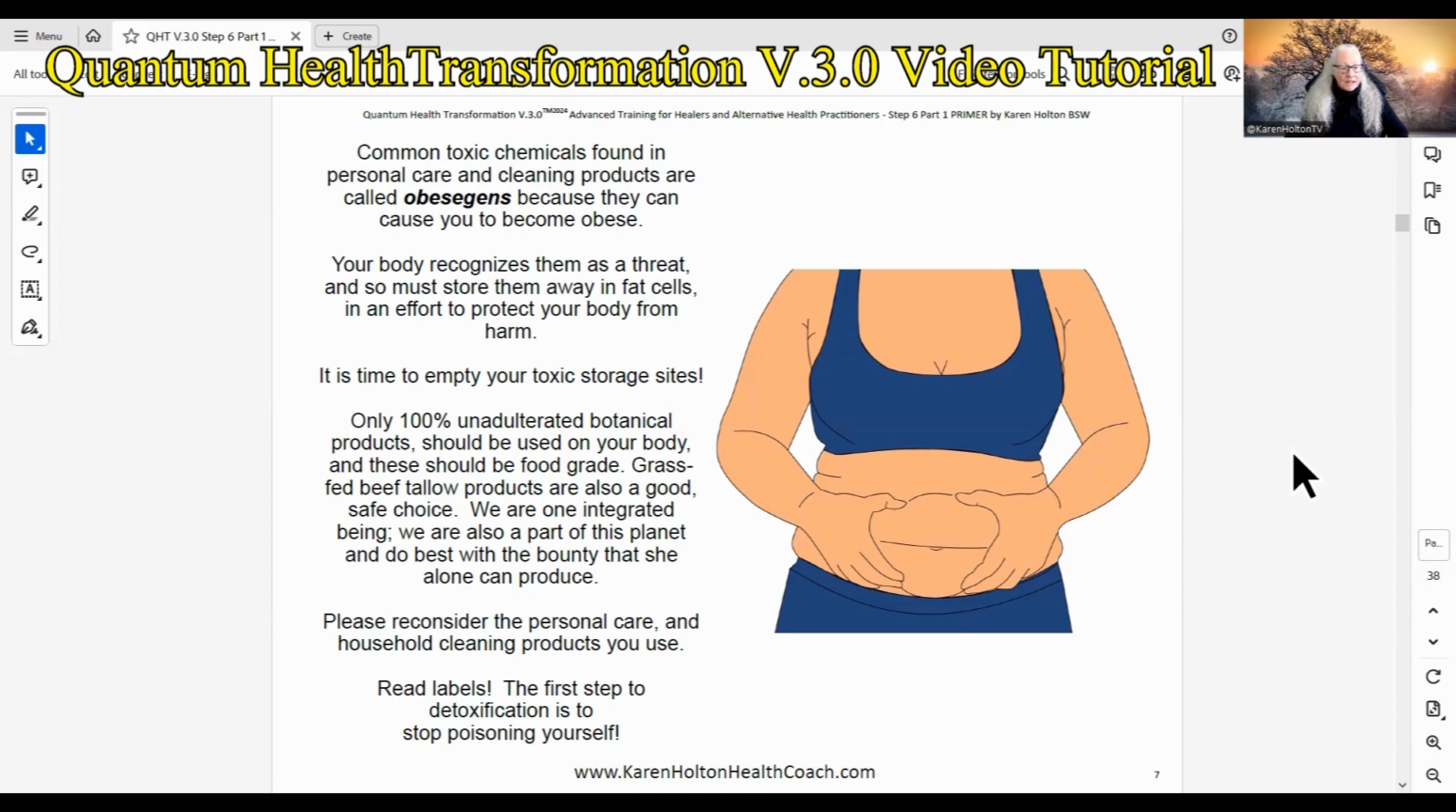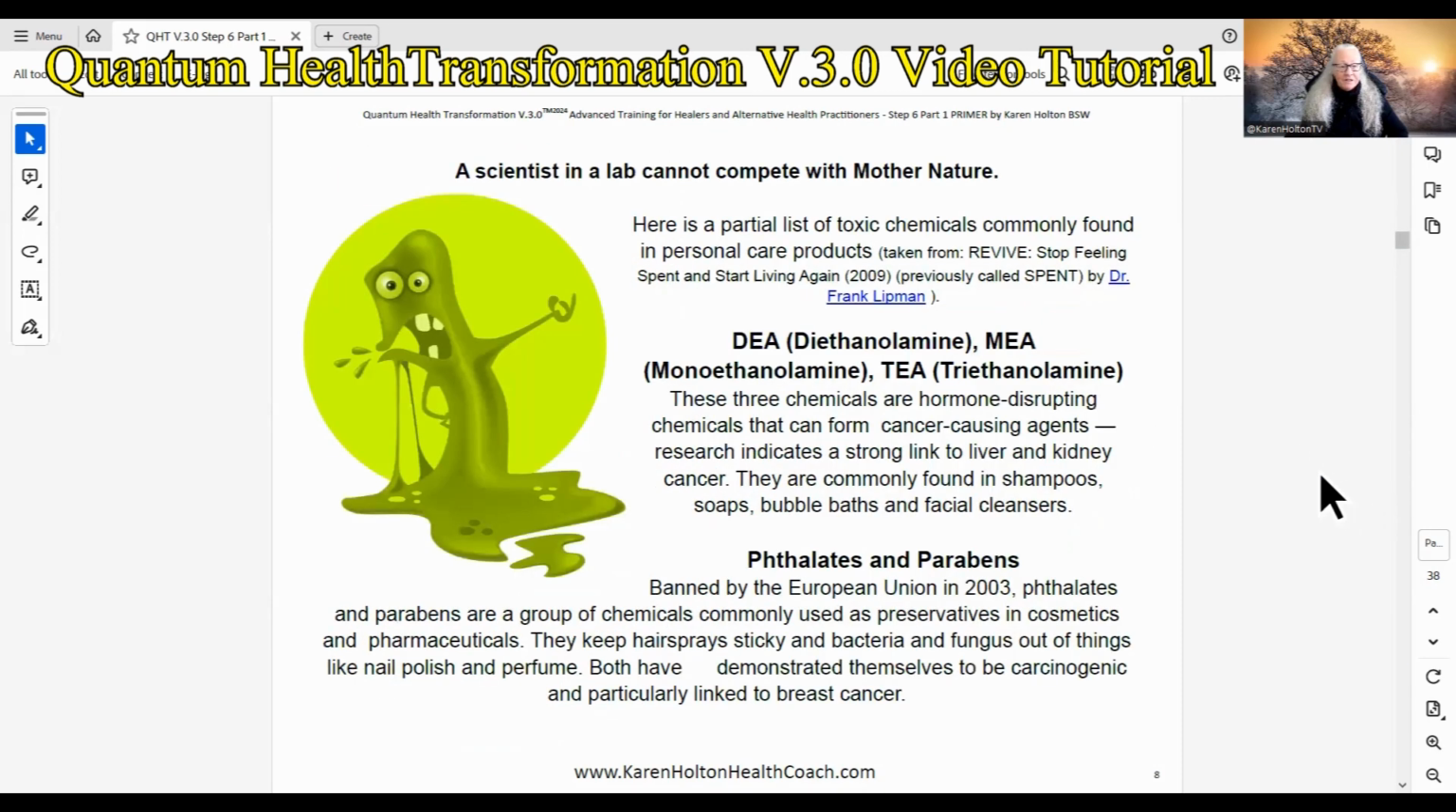We are all one integrated being. We are also a part of this planet and do best with the bounty that she alone can produce. Please reconsider the personal care and household cleaning products you use. Read labels. The first step to detoxification is to stop poisoning yourself. A scientist in a lab cannot compete with Mother Nature.